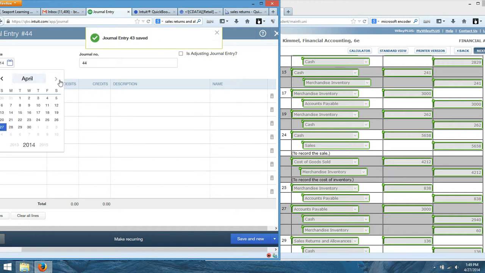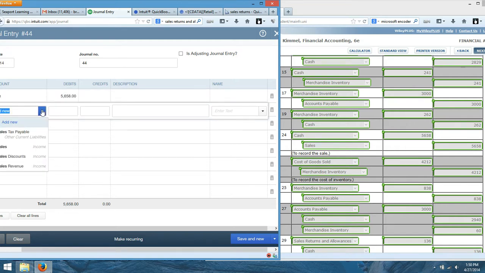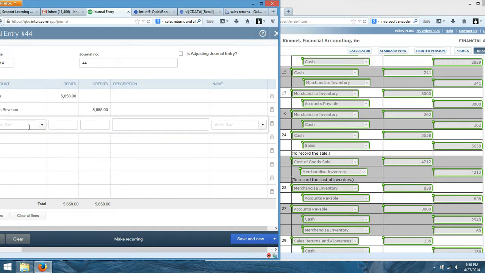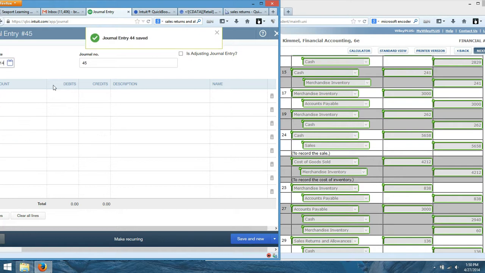And let's go and fast forward to May 24th. Man, we work a lot of Saturdays around here. Cash. And that's going to be $56.58. And that's going to be from sales revenue for the same amount. But we got to input the cost of goods sold, which in this case was $42.12. And then we got to look at the merch inventory, which was also $42.12. Our numbers add up. Go ahead and save.